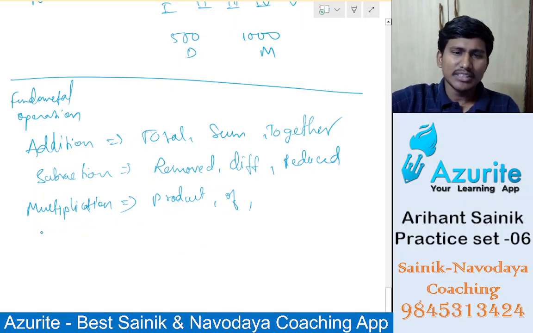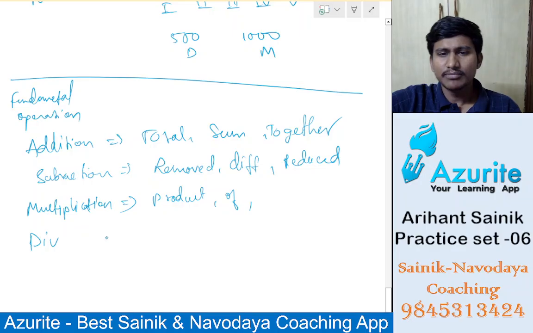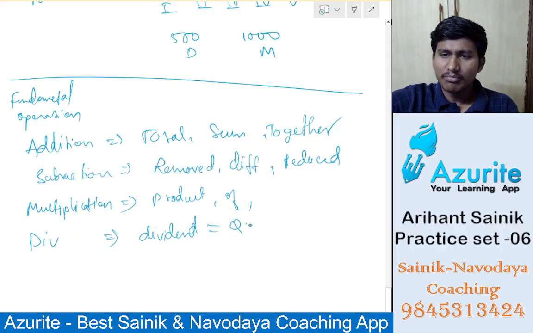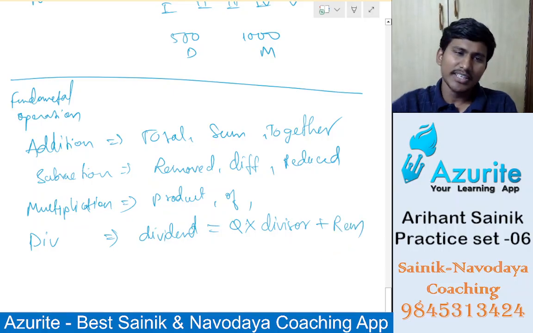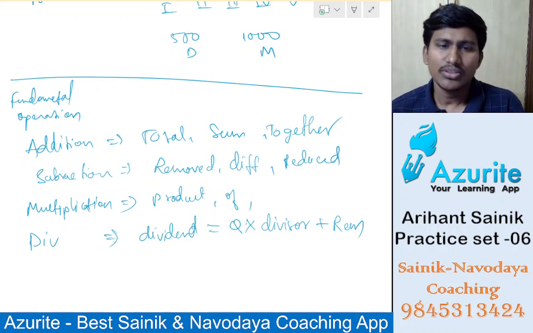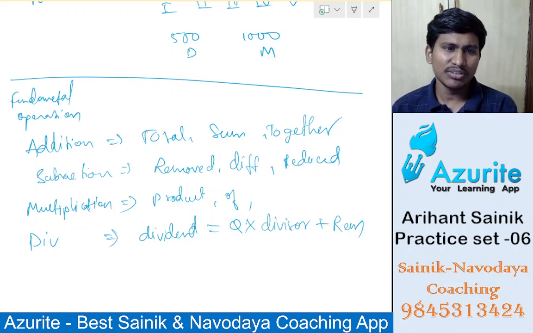Okay, and after that division is what? Formula: dividend is equal to quotient into divisor plus remainder. Okay, yes, so that we have to remember. So this everyone will remember.